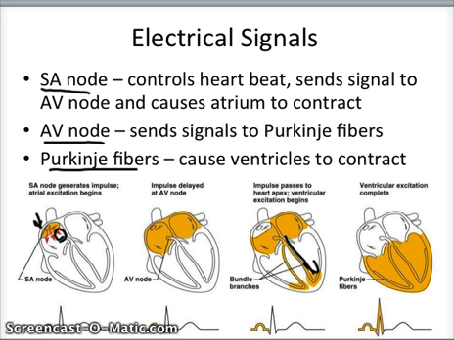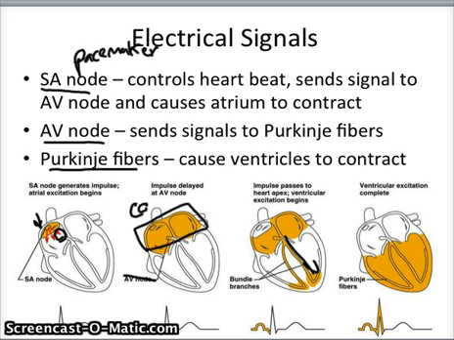So the SA node controls the heartbeat. It basically sets the pace. It's a natural pacemaker. All right, so I'm going to put pacemaker up here. It also then causes the atrium. So when this goes, not only does it send signal to the AV node, but it also sends signals for the atrium here to contract. All right, and when that happens, we get a little blip called the P wave, which we'll talk more about next time in the next section.